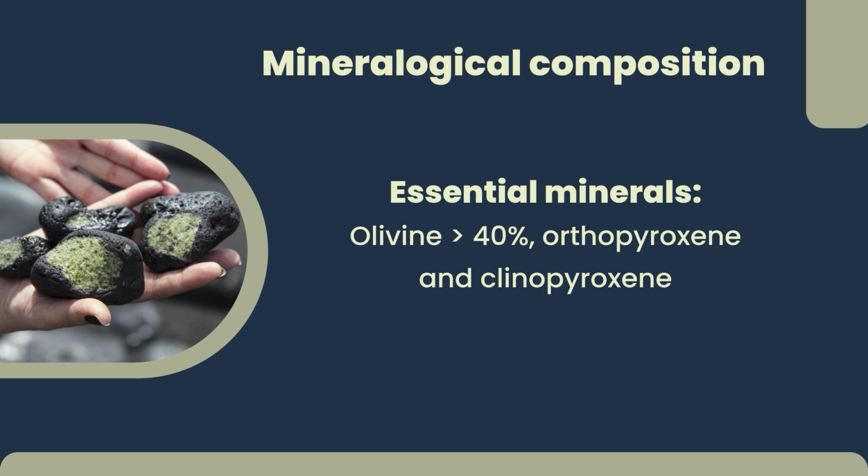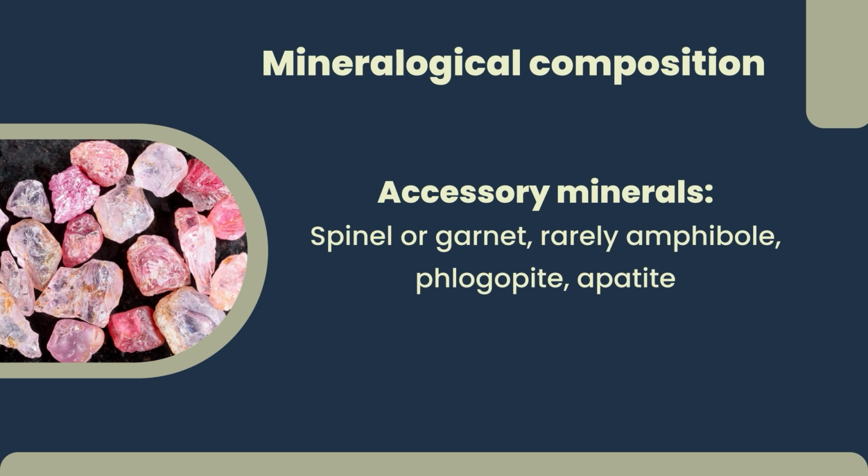There are essential minerals in which olivine is the major mineral, more than 40%, and apart from that orthopyroxene and clinopyroxene are also there. Accessory minerals are spinel or garnet. Apart from these, there can be rarely amphibole, phlogopite and apatite. Amphiboles are double chain silicates. Phlogopite is magnesium rich biotite, apatite is phosphate. Spinels are high density oxides, garnets are nesosilicates. So, these minerals may be present as accessory minerals.